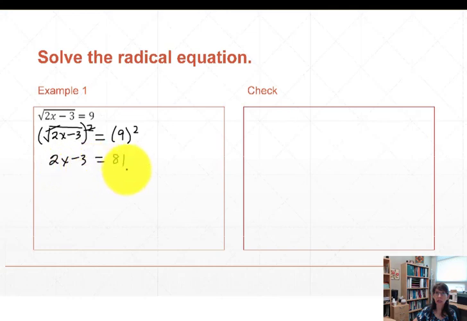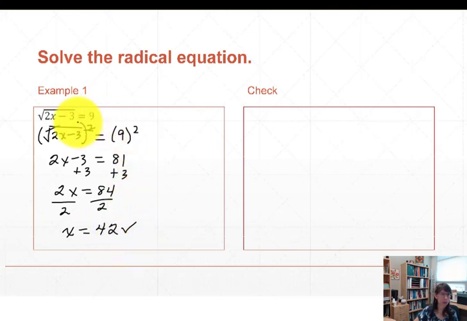This is a linear equation in one variable, so we should be able to solve for x using our properties of equality. So I will add 3 to both sides of this equation to get 2x now equals 84. Dividing by 2, that gives us an x value of 42. Now let's hope that 42 works when we substitute it back into the original equation. That's how we check the answer.